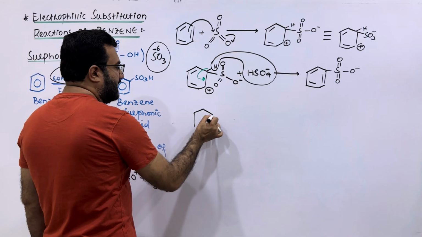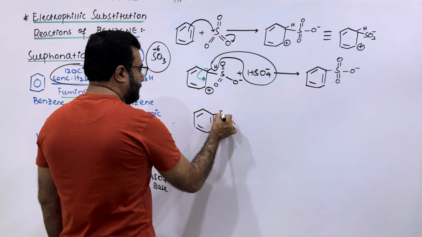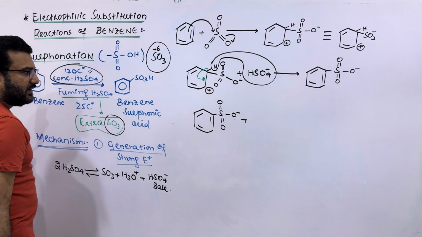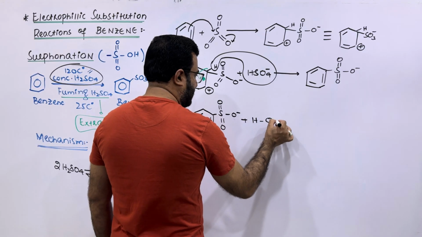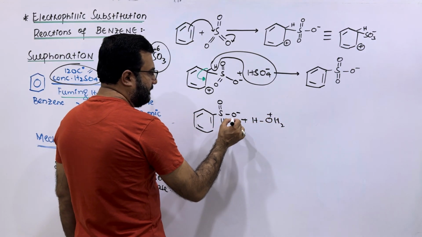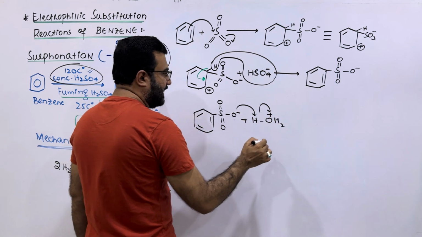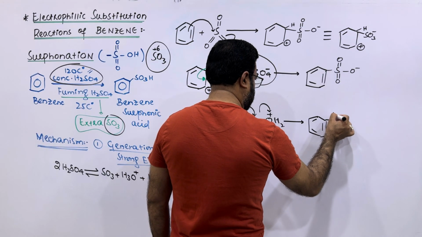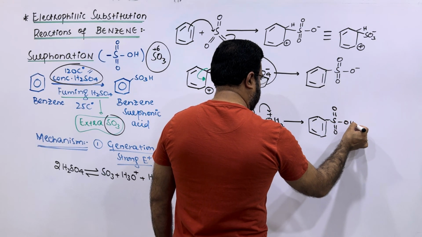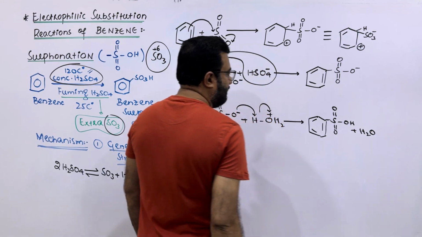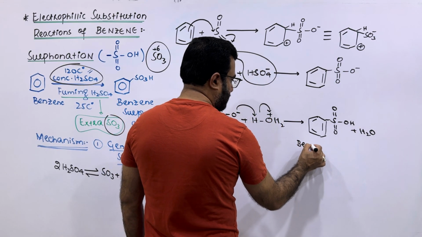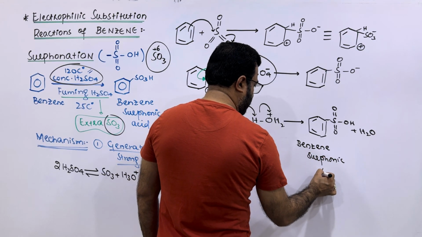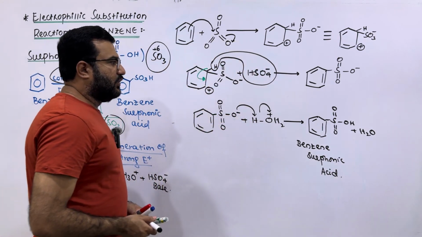And now, my dear students, there is an extra step in which this H3O positive will donate its proton to this negative oxygen. Finally, you will get the benzene sulfonic acid, and along with it water is produced.